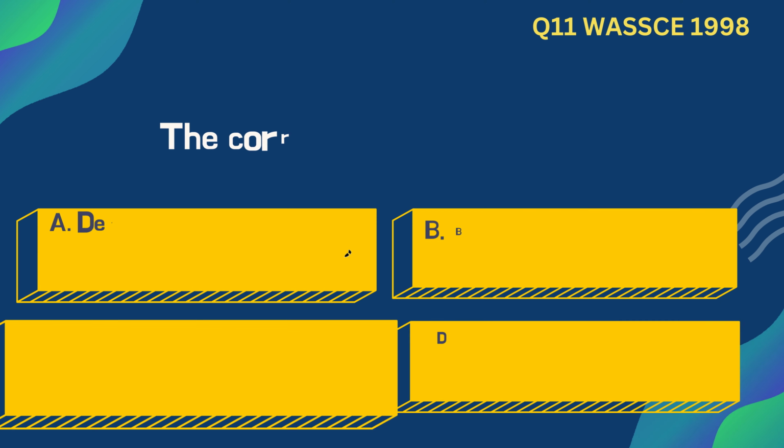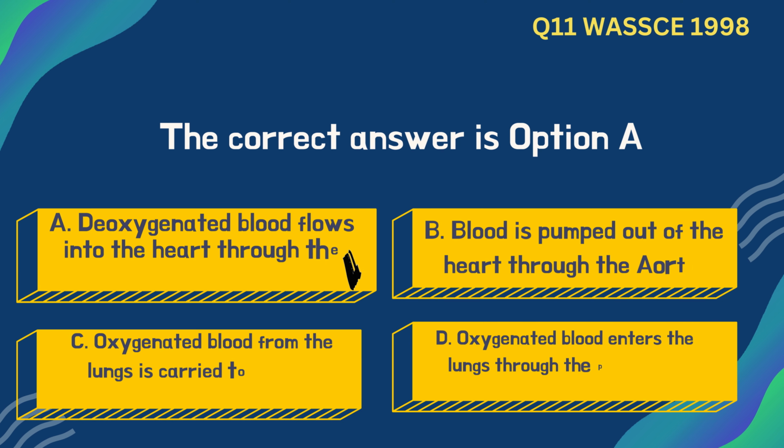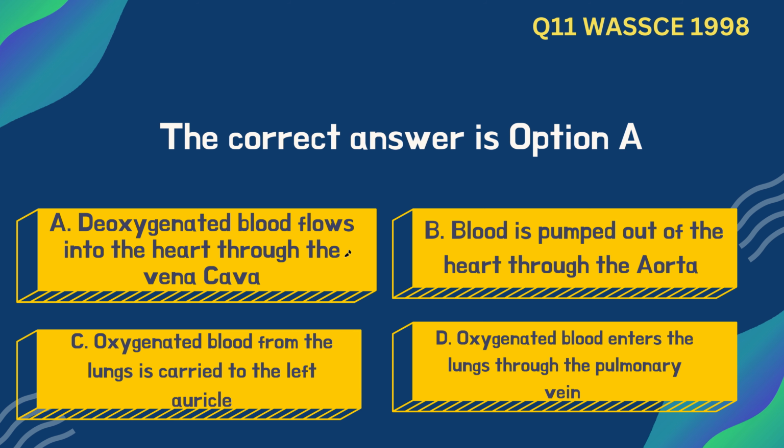The correct answer is option A. The oxygenated blood flows into the heart through the vena cava.